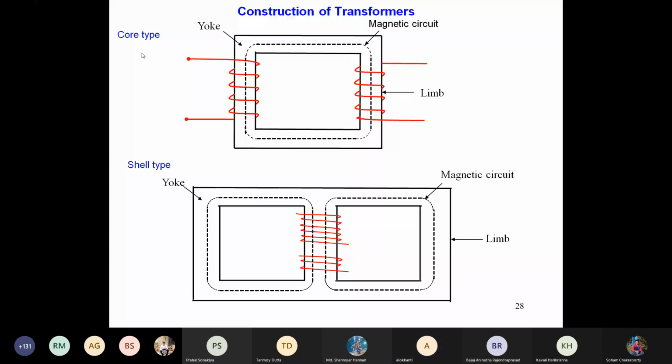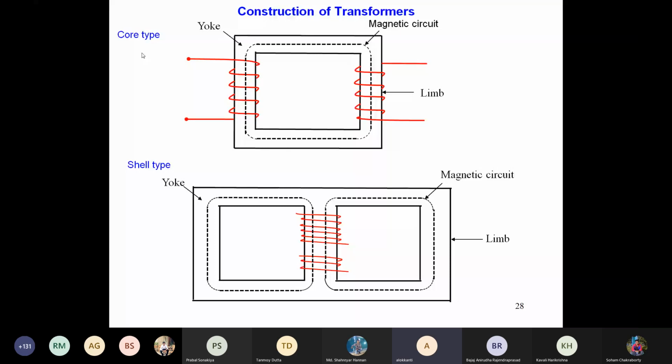Okay. So we will discuss some time on the construction, at least for the next few minutes. This is how the different possible cores can be. It can be just one single window, or it can be multiple windows. It is called the shell type construction.